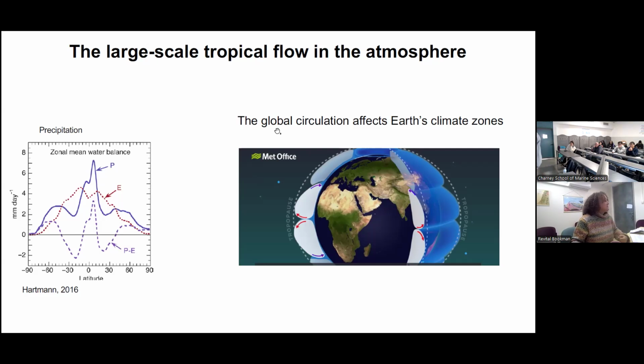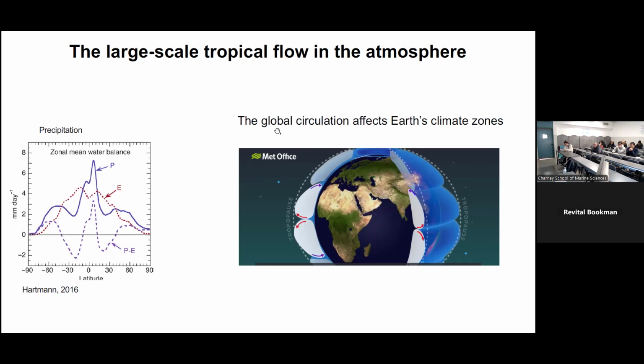So on the left, you see the distribution of precipitation in blue. This is taken from Hartmann's book. It's averaged over recent decades, and you can see the distribution of precipitation as a function of latitude. And red is surface evaporation, and the difference in purple is precipitation minus evaporation, what we call net precipitation.